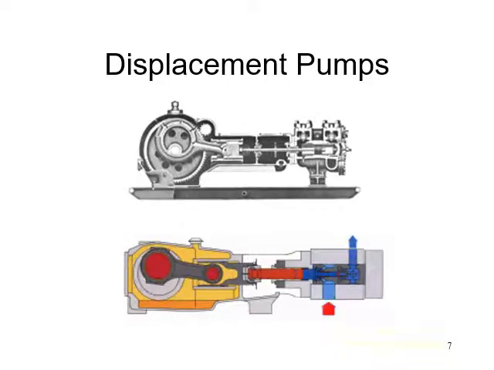Next, let's see the operation of displacement type pumps. This arrangement is either a piston-cylinder arrangement or a plunger-cylinder arrangement. When the piston takes a to-and-fro motion, that causes suction as well as compression inside the cylinder. So that causes the inlet of the fluid, and the fluid is discharged at higher pressure.